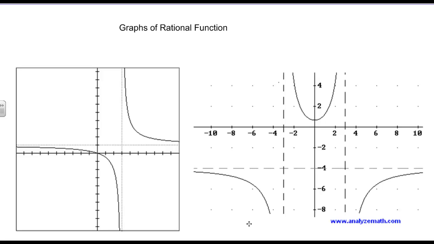So today we're going to talk about graphs of rational functions. There are some characteristics that we want to talk about first, those being these lines that the graph seems to approach. These are called asymptotes.